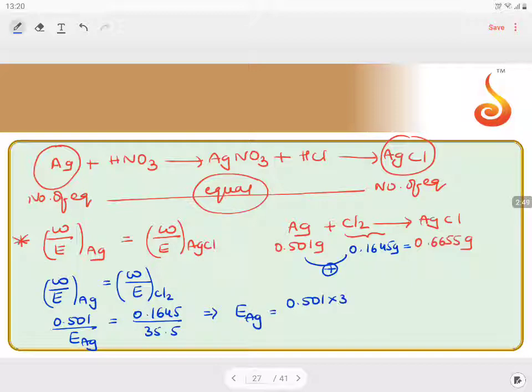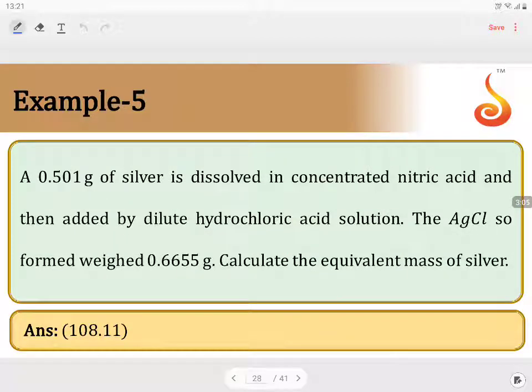Substituting this, E of Ag is equal to 0.501 into 35.5 by 0.1645, which is equal to 108.118 grams approximately. So your answer for the equivalent weight of silver is 108.11. This is the equivalent weight of silver.